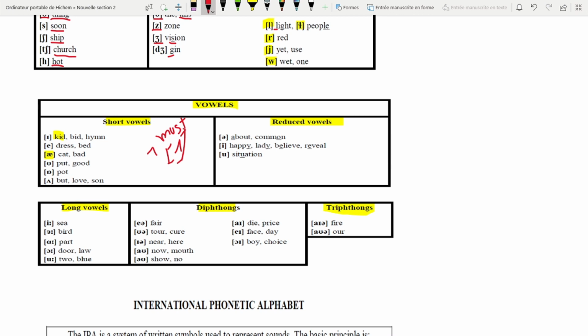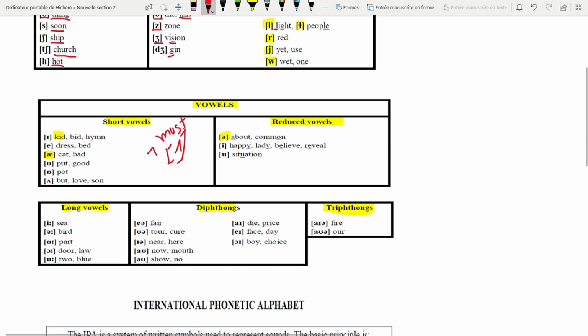Then we have reduced vowels. Okay, reduced vowels are quite easy to remember. We have what we call the schwa. It's a reduced a, by the way. It's like about or common, and sometimes it is found at the end of words when you are dealing with the British pronunciation. For instance, when you say singer, right? The Americans will say singer with an R, but the British will say singer without it. They do not pronounce the R, and the R is reduced and it becomes a schwa, okay?